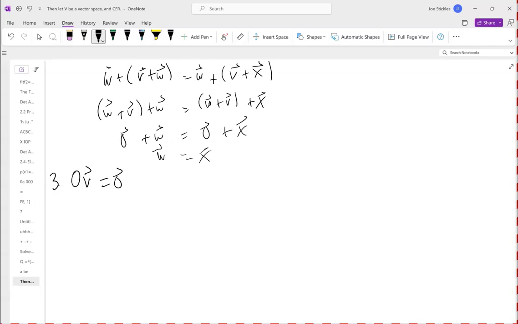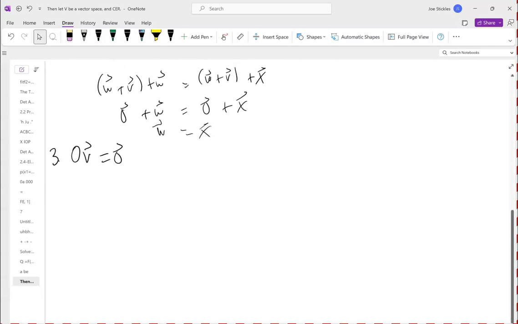But we don't need it to be a vector in Rn. We can actually prove this using the properties of the vector space. So this is going to be a property of any vector space that we come across, not just vectors in Rn. Doesn't matter what the vectors are. Okay?